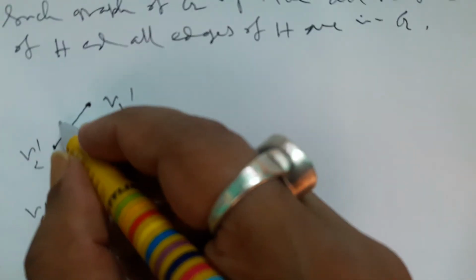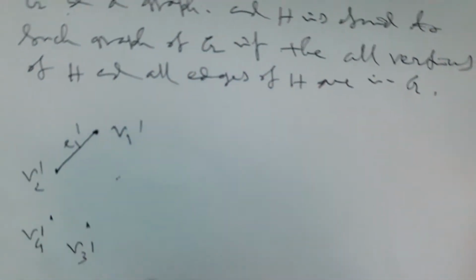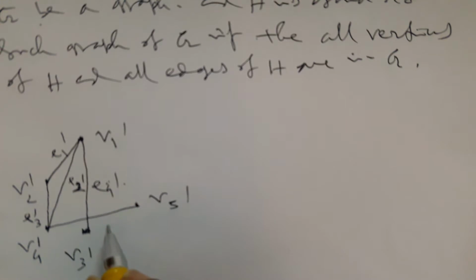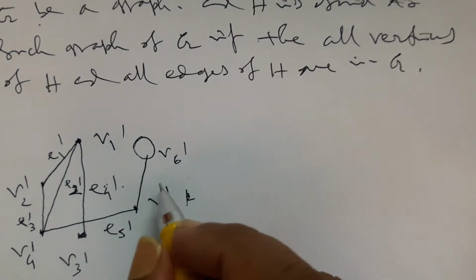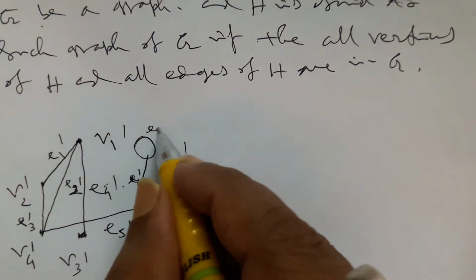and the incident functions here E1 dash, E2 dash, E3 dash, E4 dash, another vertex like V5 dash with E5 dash, another vertex like V6 dash, and here is a loop for the edges, it is E6 dash, and the loop for E7 dash.